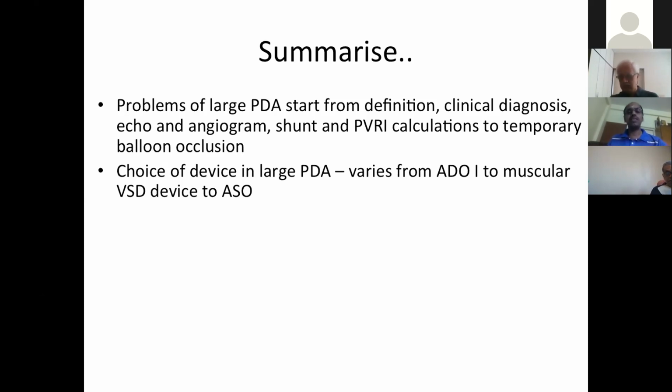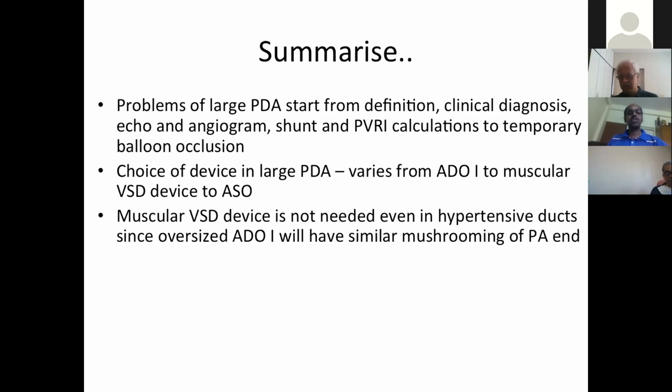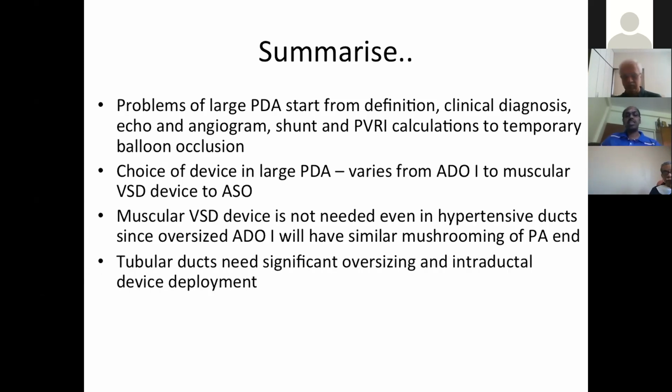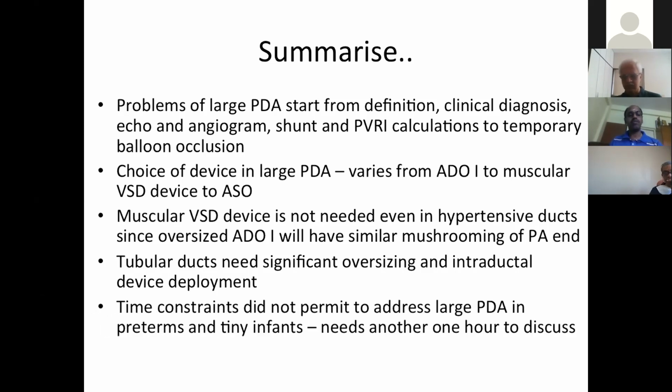Extremely rarely septal occluders. Muscular VSD device is not needed in every large PDA, as an oversized ADO1 will have a similar mushroom. The reason for this is muscular VSDs are no longer available beyond 24 millimeter, but PDA devices are available up to 30, 28. Tubular ducts will need significant oversizing and, if possible, an intraductal deployment.